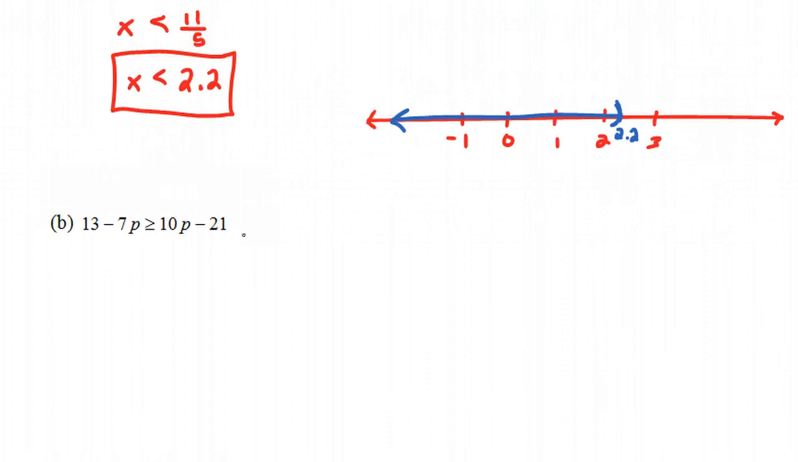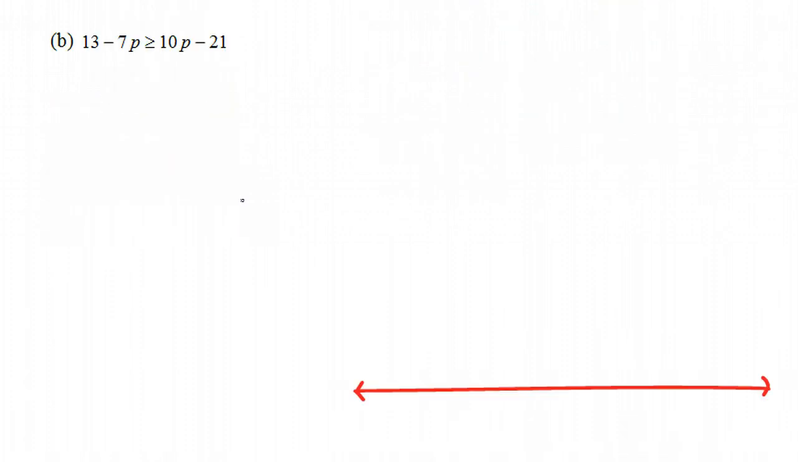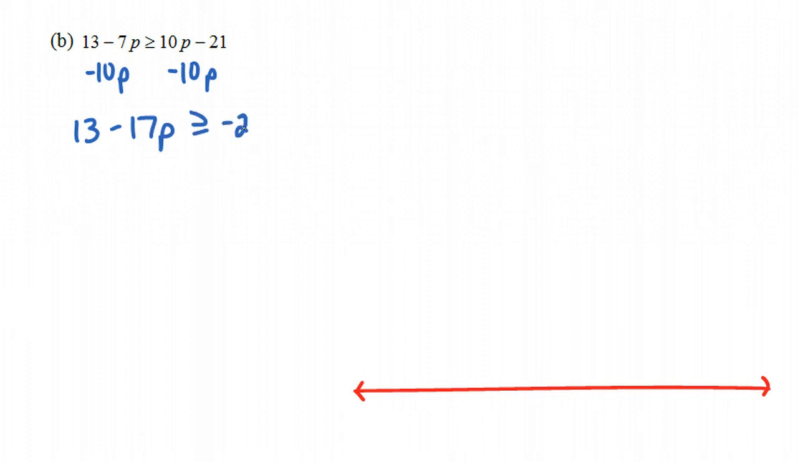Okay, now let's solve another inequality. This says that 13 minus 7p is greater than or equal to 10p minus 21. Now again, let's gather all the variables on one side, gather our like terms together, and gather all the constants on the other side. Now one way to do this would be to add 7p to both sides, and the p's would be on the right hand side of the inequality. But I don't want to do that right now because I want to illustrate something. Let's subtract 10p from both sides. The left-hand side would be 13 minus 17p is greater than or equal to minus 21.